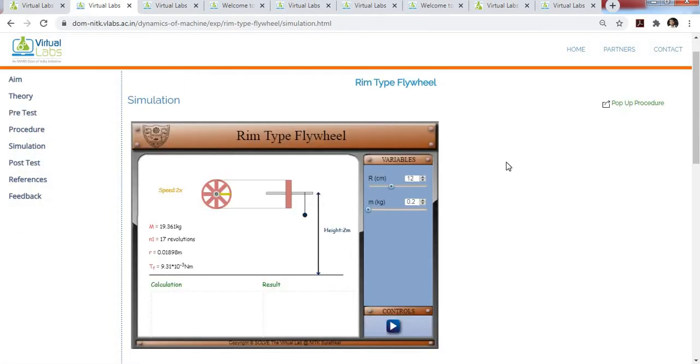You can see that simulation part. This is the front and side view of the flywheel. A metal bob of mass m is attached with the help of a string. These are the 2 variables.